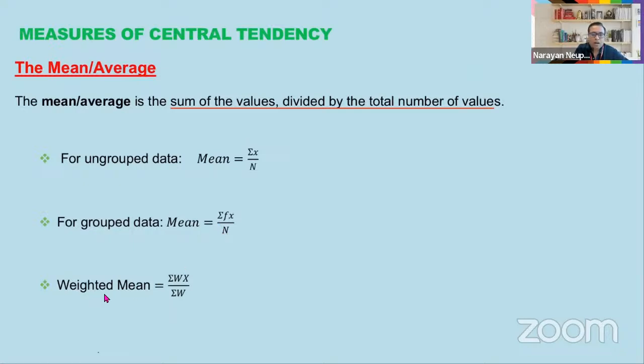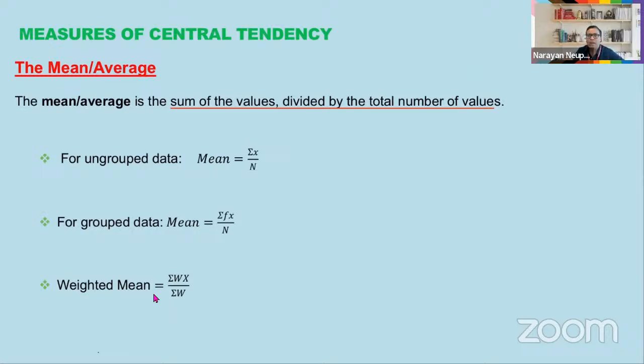And the third one is a special type of mean called weighted mean. To find the weighted mean, we use this third formula, which is sum of W times X over sum of W. One example of weighted mean is your grade point average or GPA. You have the score from each subject, and then we take those and find the average. That's called the grade point average.